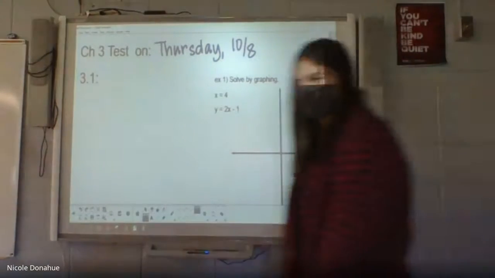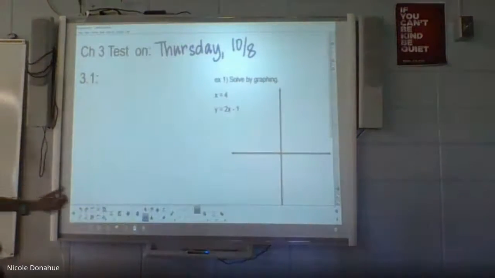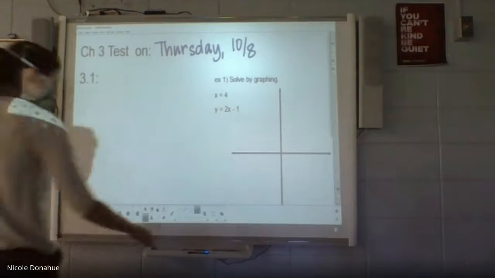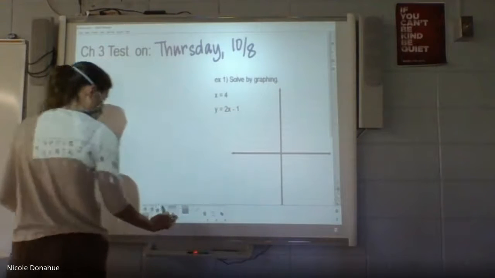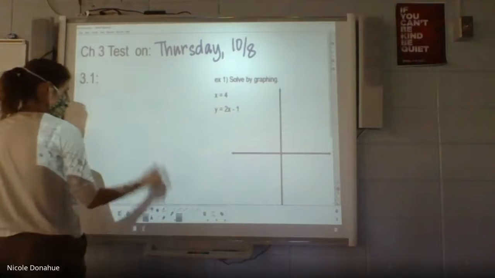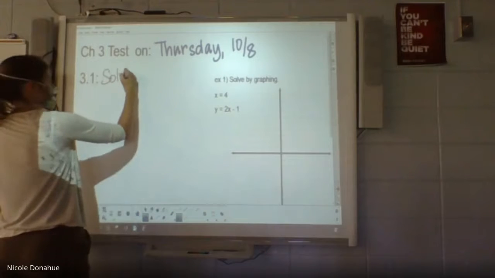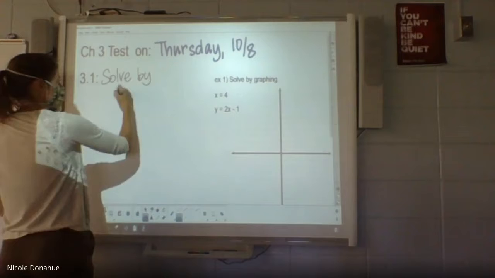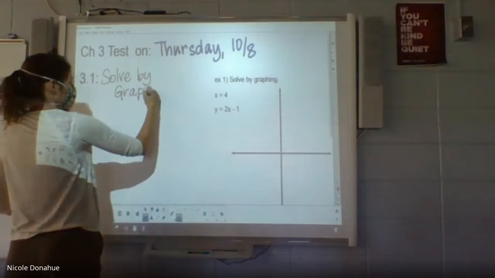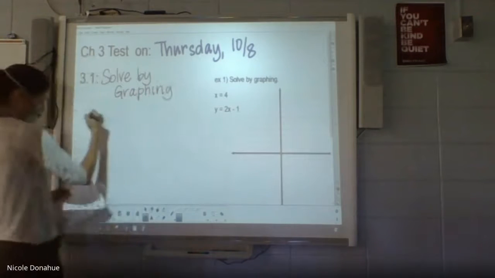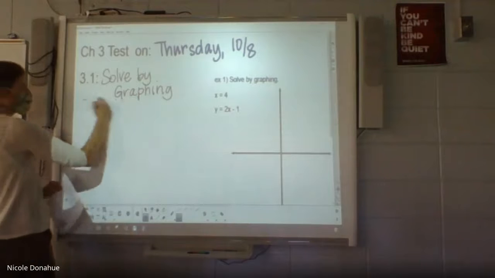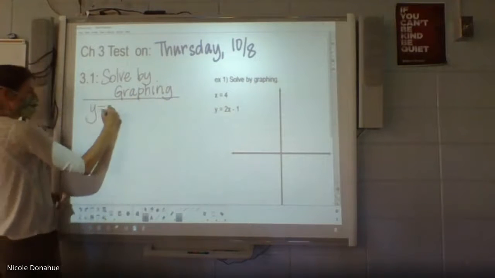So that being said, in 31 we solved by graphing. So we're looking for where they intersect. We're looking for their intersection, but we want them in y equals mx plus b.